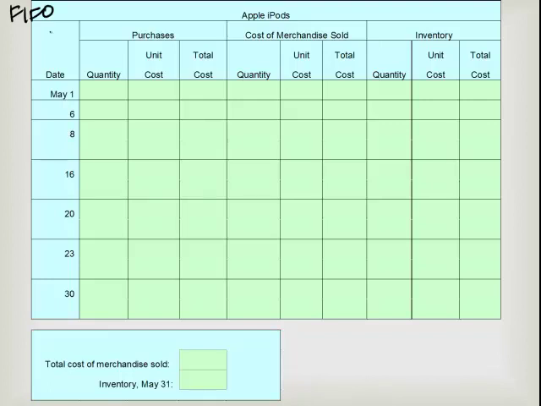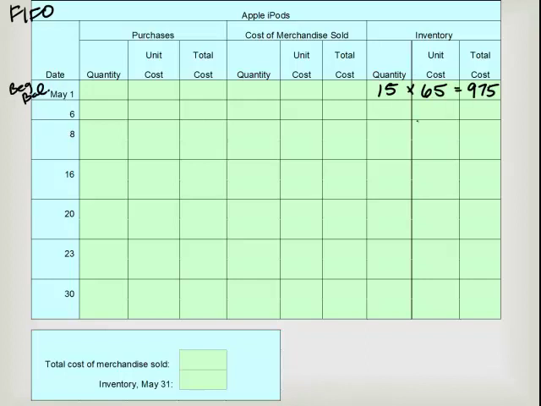And on May 1st, they tell us the balance of iPods taken from the inventory was 15 units at $65 a piece. All right, so we're going to put in that beginning balance. That just means that's what we had left over from last month, from April. So we started out the month having 15 in our inventory, and those 15 we paid $65 a piece for. You multiply quantity times cost, and you get total cost.